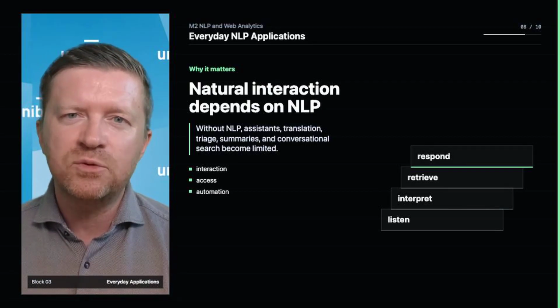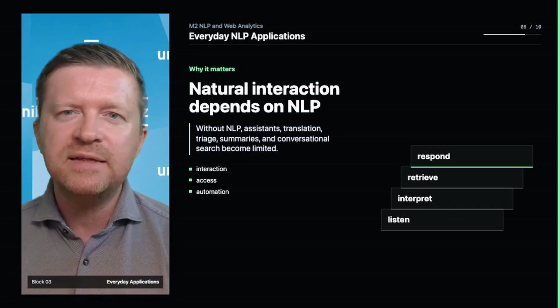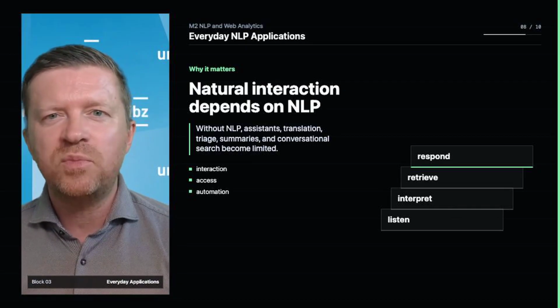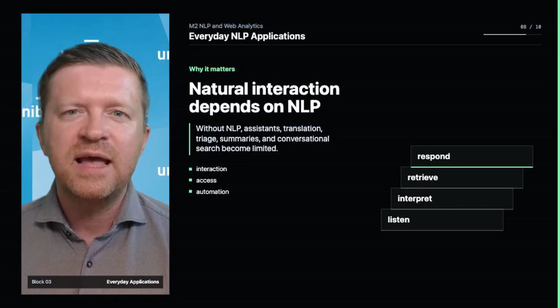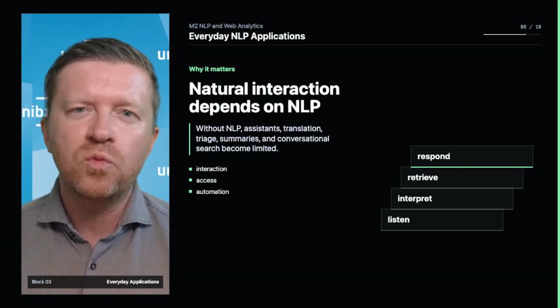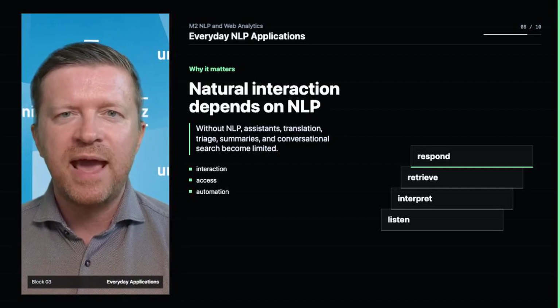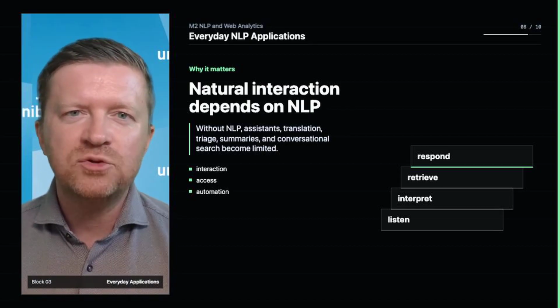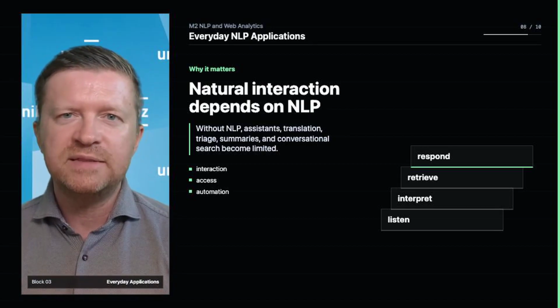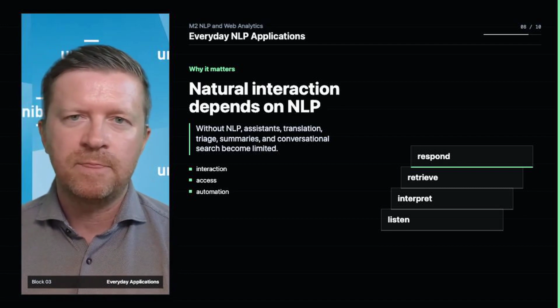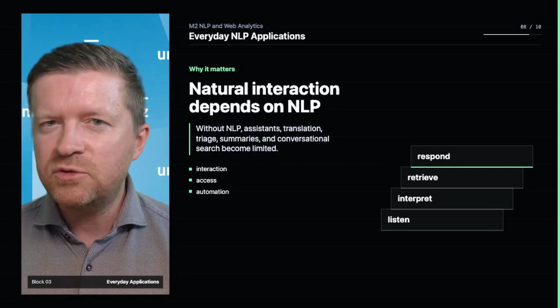Systems such as Siri, Google Translate, automated email triage, customer support bots, meeting summaries, and conversational search would either disappear or become extremely limited. NLP is what makes natural interaction between humans and computers possible. The impact is not limited to consumer tools.